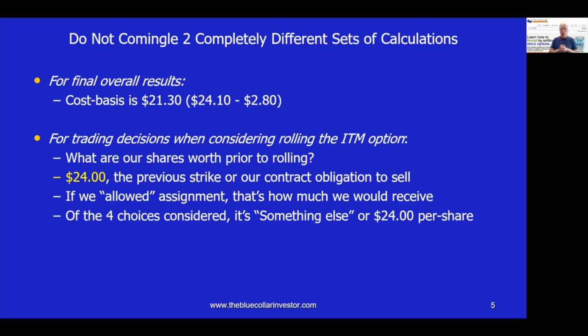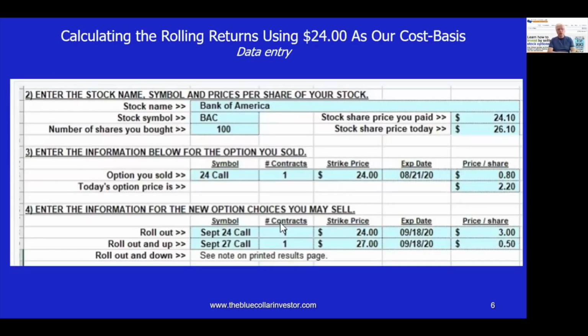So when we're rolling the option, of the four choices, it's something else. It's 24 per share. Now, let's take that information and put it into the What Now tab of the Elite and Elite Plus calculators, and we enter the information. We purchased it at 24.10, currently trading at 26.10. For those of you also watching this podcast, we're entering that information into the blue cells of the What Now tab.